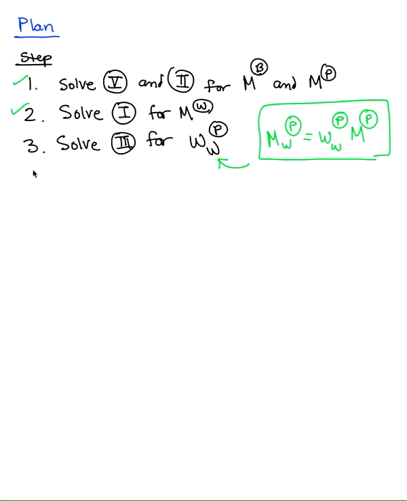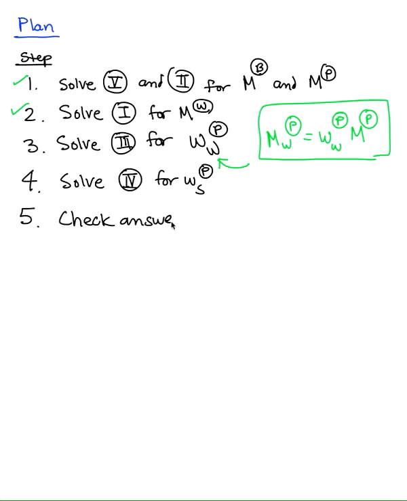And then step 4, we would now be able to solve equation 4 for the mass fraction of solids in stream P using the same logic that I used for step 3. And there's one more thing you want to do. You want to check the answer that you come up with. One way of doing that is to make sure that the mass fractions of all the species in stream P add up to 1. So that's one thing that we can do.